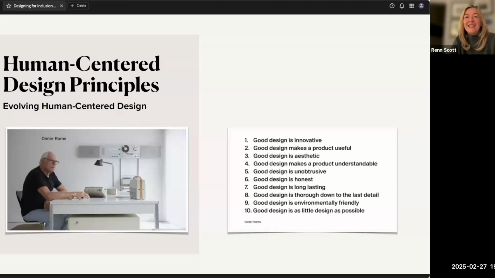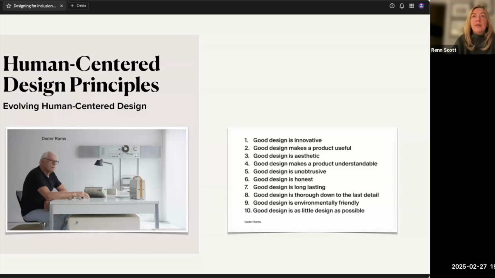He's a legendary industrial designer, known for his work at Braun, many of whose products you can see in the image on the left here. He developed 10 principles of good design that have influenced generations of designers such as myself. His philosophy emphasizes simplicity, functionality, and timelessness. And on the right-hand side, you can see the 10 principles of good design.